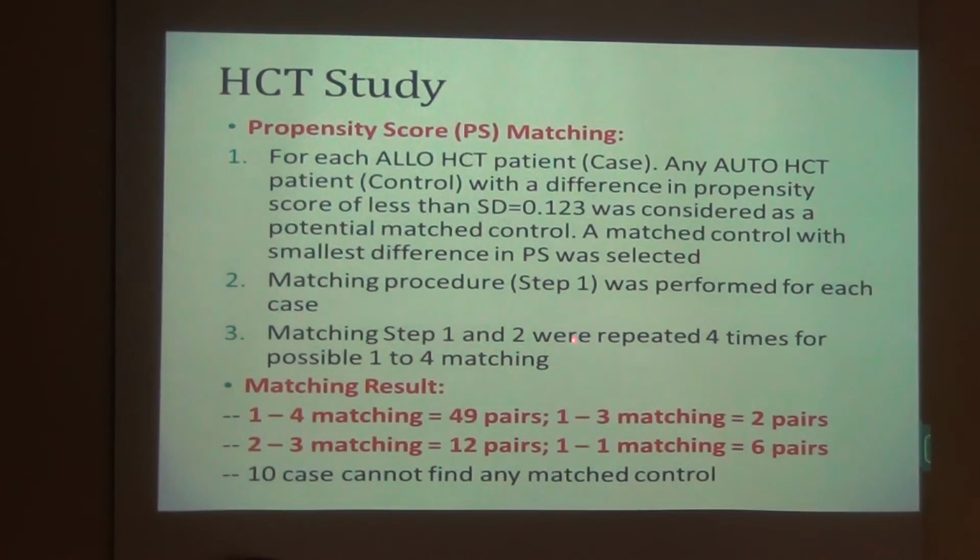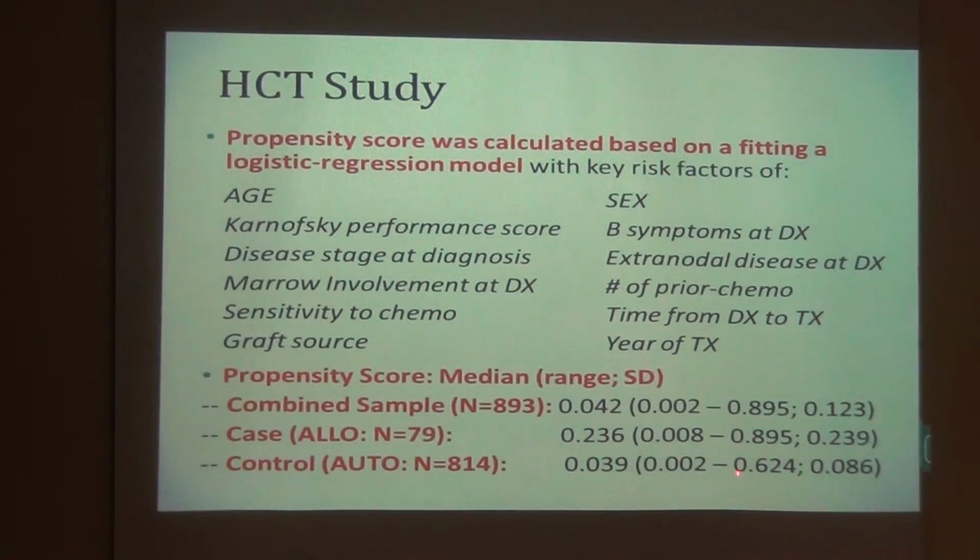Then I repeated steps one and two four times, trying to find the maximum 1-4 match. It's not 1-1, I try to increase the controls because I have almost 9,000 controls. Here is the result: I found 49 pairs at 1-4 match, 2 pairs 1-3 match, and 12 pairs with 1-2 match. Oh, sorry, typo. And 6 pairs with 1-1 match, and 10 cases cannot find any matched controls, because you can see that the distributions do not overlap.